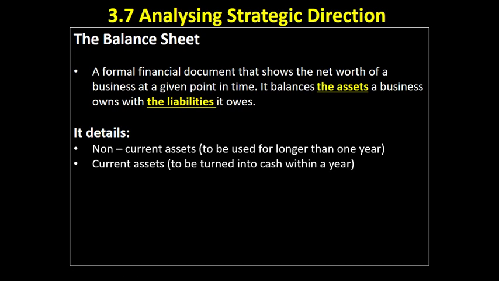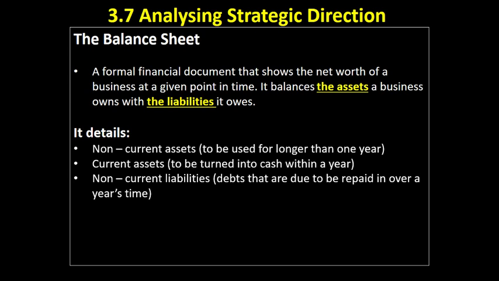As opposed to non-current assets, which are going to be used for longer than a year to generate income, current assets are going to be turned into cash within a year. And there are three specific current assets that I won't get into right now that will sometimes be detailed on a balance sheet. So non-current, they're going to be used for more than a year. Current, going to be used to generate cash within the next year.